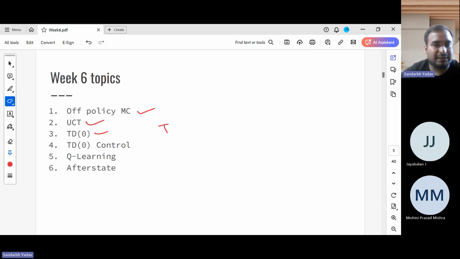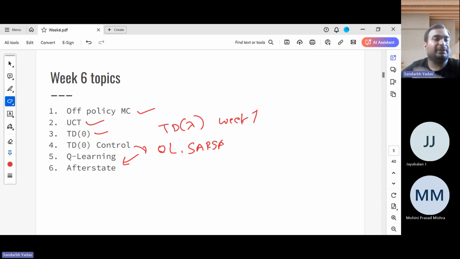TD0 is basically one member of this bigger family of algorithms called TD lambda. In week 7, this bigger family will be introduced, and this lambda can take the value 0, it can take 1. So this general family will be introduced in week 7. And TD0 control, in this we studied Q learning and SARSA. Again, for Q learning, we had a separate video, and then afterstates. In this, the concept of an opponent, or maybe nature, makes its moves also. So the afterstate concept was also introduced.